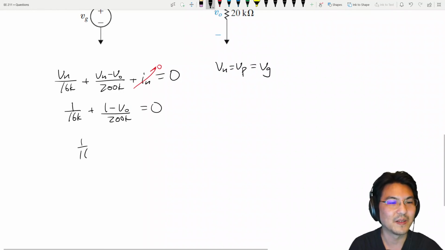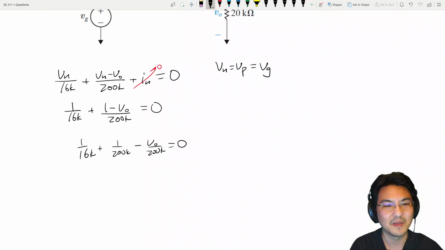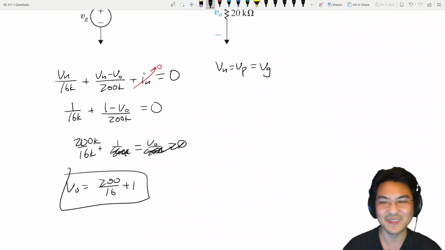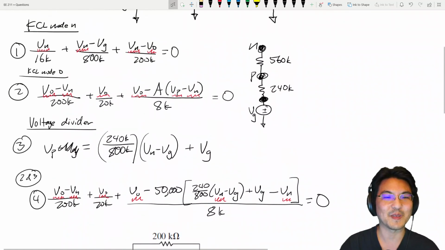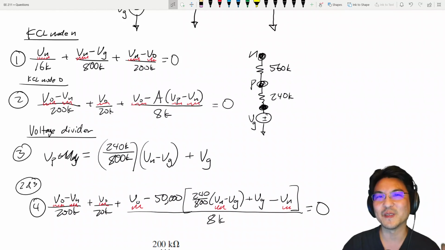And there we go, just solve for Vo, right? Equals 0, move this on that side, multiply everything by 200K. There, so Vo equals 200 over 16 plus 1. And you can simplify that, but that's it. Okay, so give this a try. I kind of skipped some of the punching numbers in the calculator, but I just wanted to go over the method to solve this. Okay, so hopefully that was helpful. I'll see you on the next video.